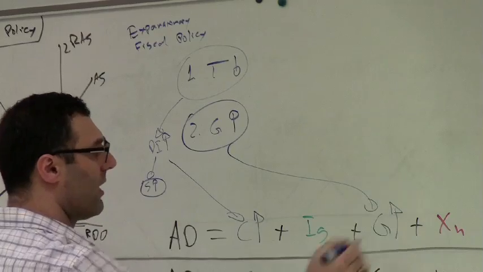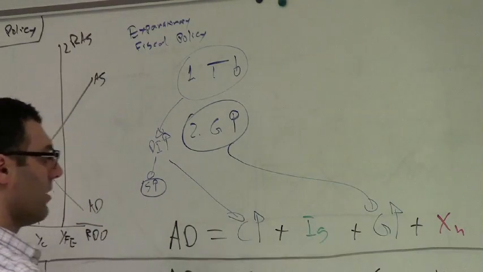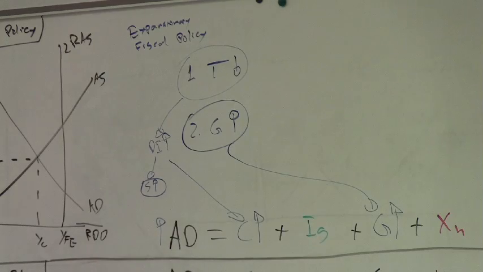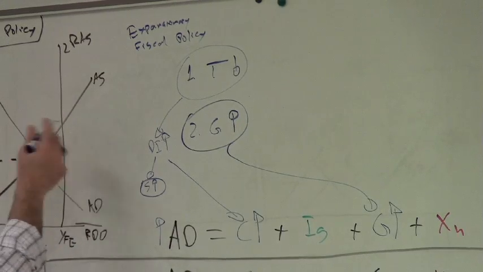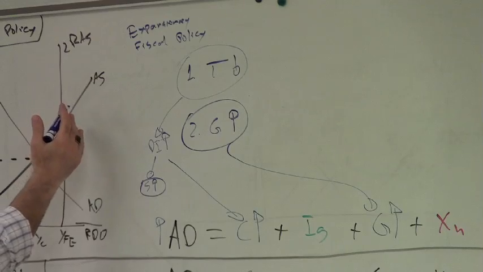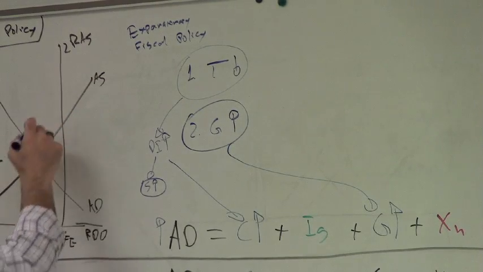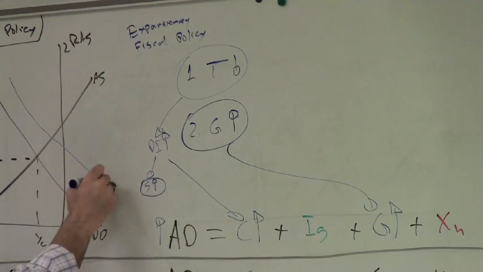Same thing here, so that goes up. So consumption goes up, government spending goes up, aggregate demand increases. Aggregate demand increases, and we just have to shift aggregate demand to the right, but let me make it so that we shift it not all the way to full employment.